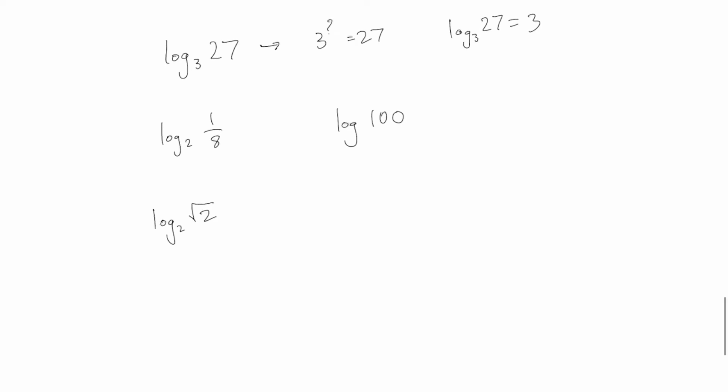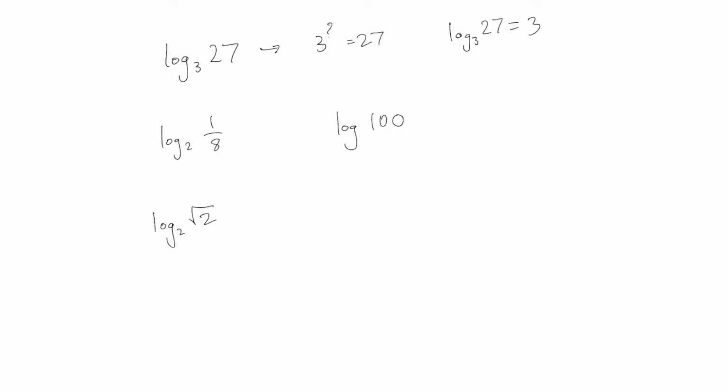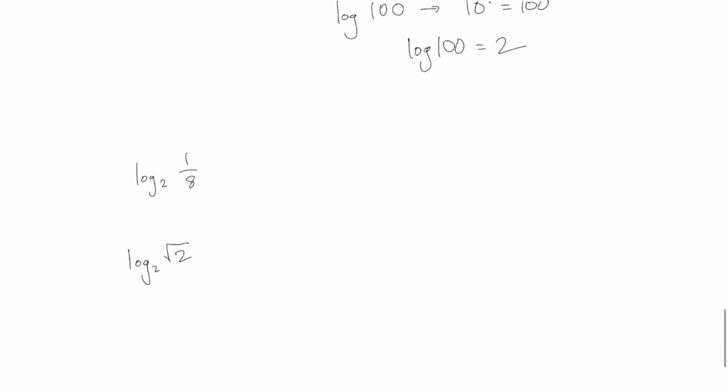I think everybody did that all right. And then what about log of 100? Remember, log with no base written means log base 10. And so this, in exponential form, looks like 10 to what power equals 100? And the answer is 2. 10 to the 2 is 100. So the common log of 100 is 2. All right. Any questions about those so far? Those are, I suppose, the easier ones. These ones are not much harder, although they're very slightly weird.